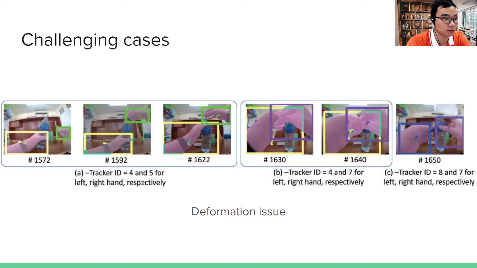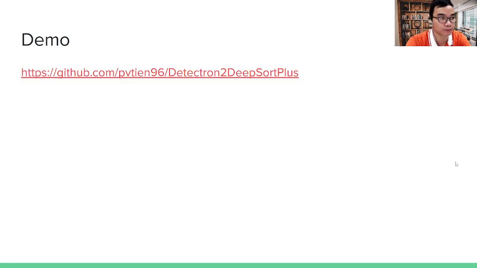In this frame, DeepSORT works stably on this right hand, but when the two hands move equally, the tracker cannot differentiate the two hands and it initializes a new ID for the hand. Okay, in the next part I will make some live demo.